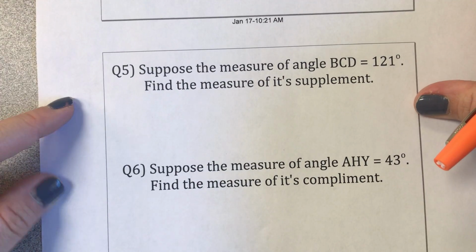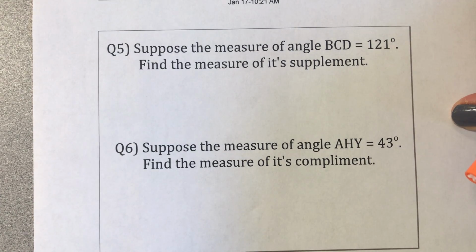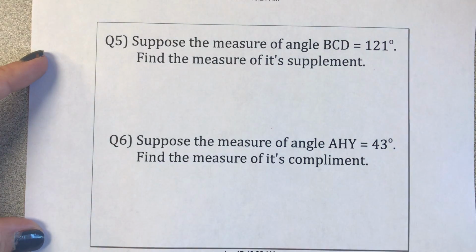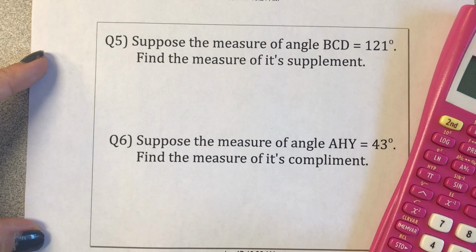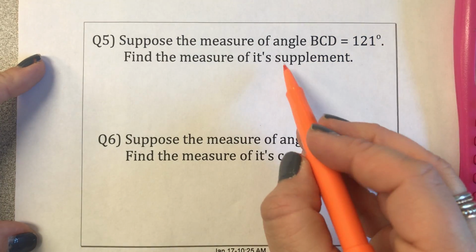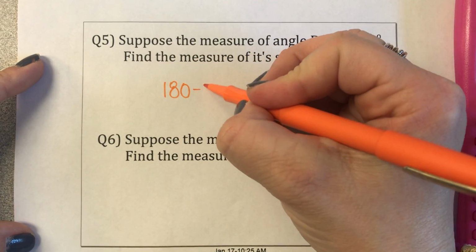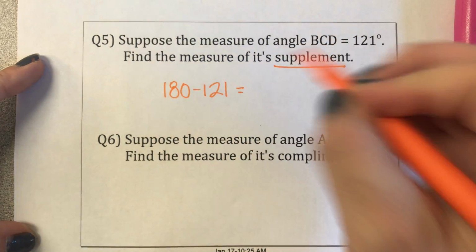So it says, suppose the measure of angle BCD is 121 degrees. Find the measure of its supplement. Okay, you are free to use a calculator. So supplement means that it should add up to 180. So we're going to do 180 minus 121.